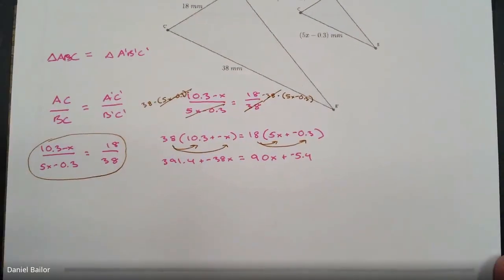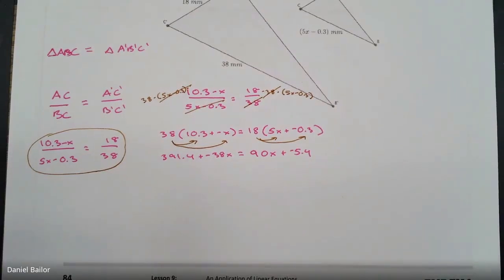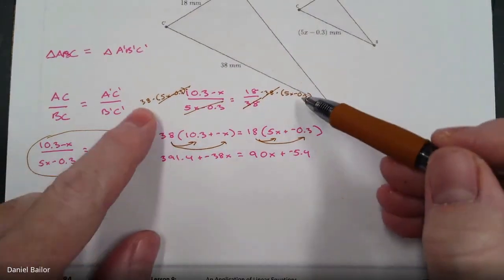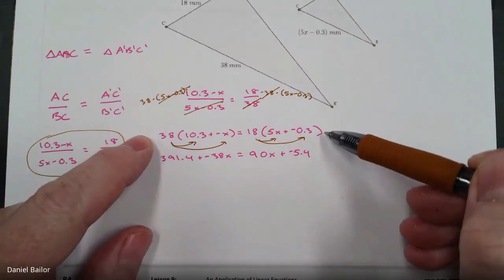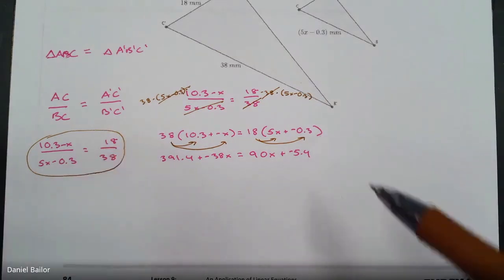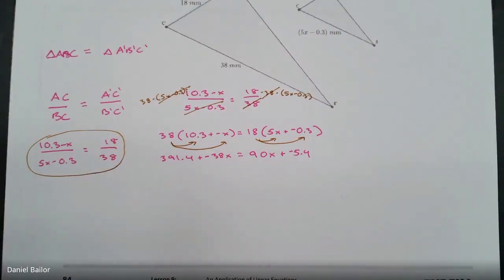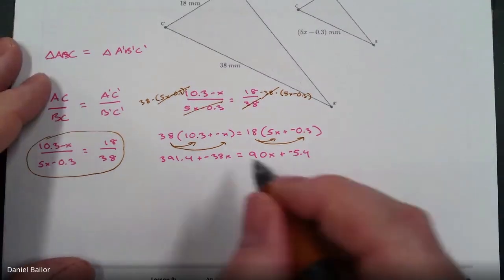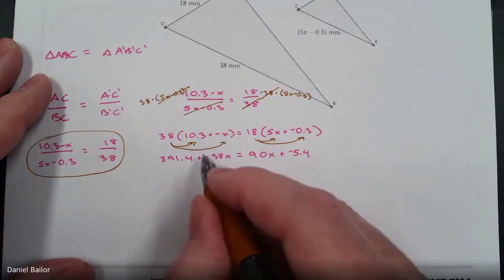We're moving ahead. Looks simpler now. We start with a proportion. Multiplication property of equality gave us two distributive properties. We do the distributive properties. Now we're ready to work. So let's get this negative 38x out of the way because I always start with the smaller x term.